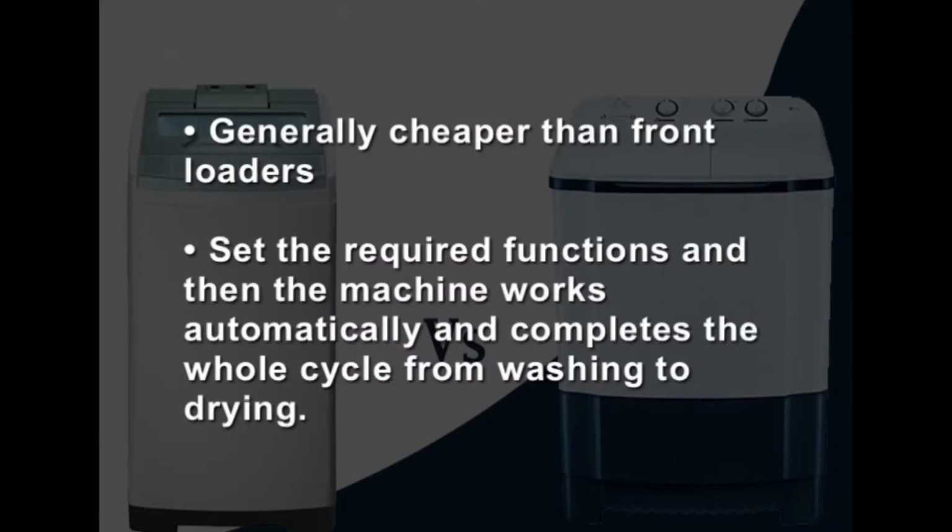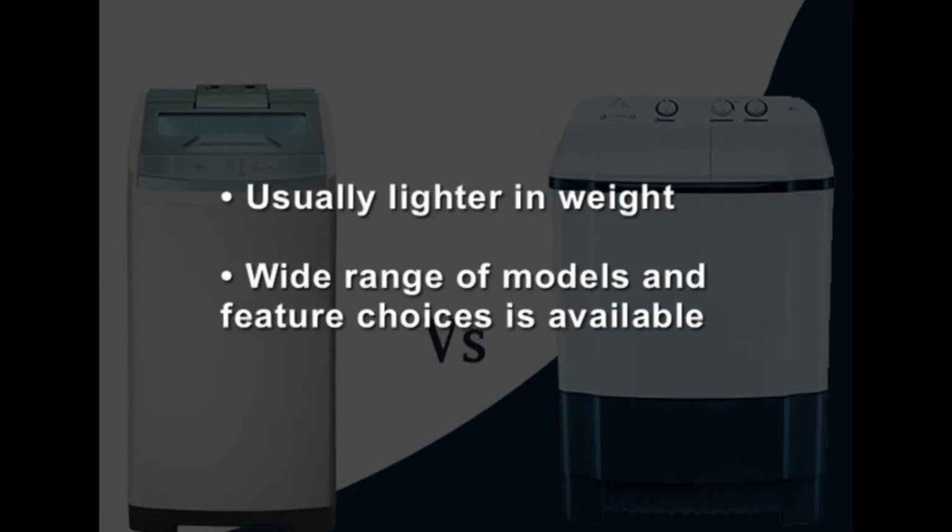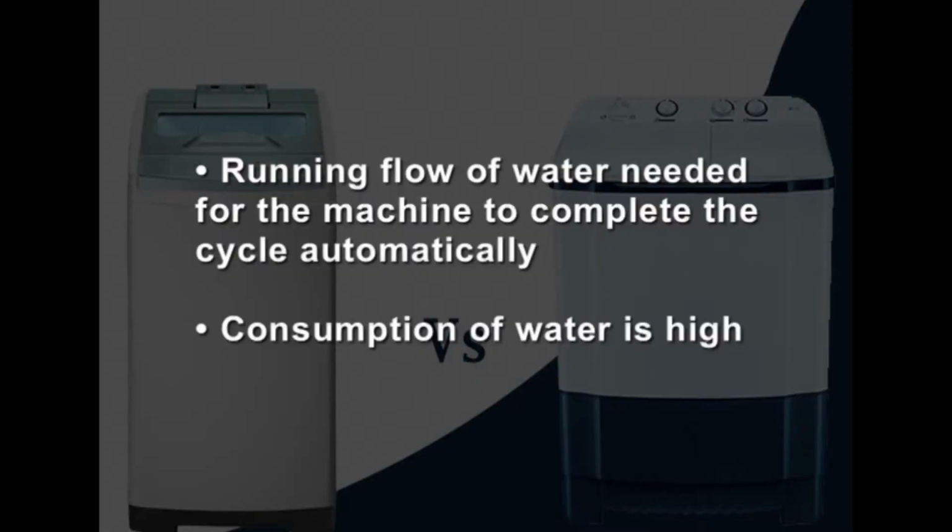Now let us know the advantages of fully automatic, which is like the top loading machine. Generally, it is cheaper than the front loaders. Set the required functions and then the machine works automatically and completes the whole cycle from washing to drying. Usually lighter in weight, and a wide range of models and feature choices are available. What are the challenges? Running flow of water is needed for the washing machine to complete the cycle automatically. Consumption of water is high.